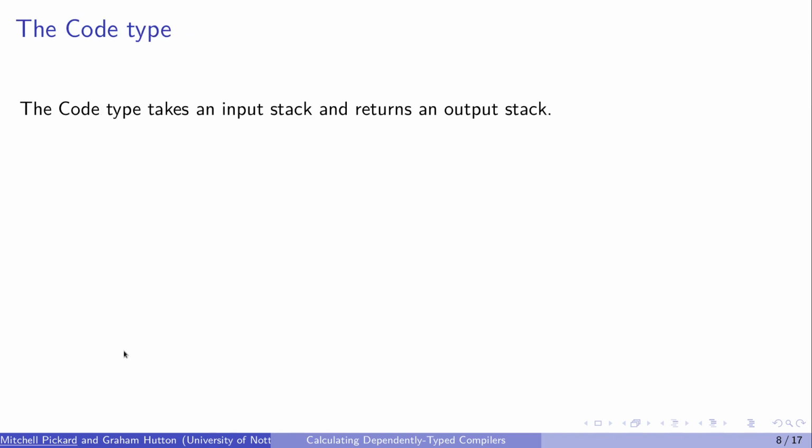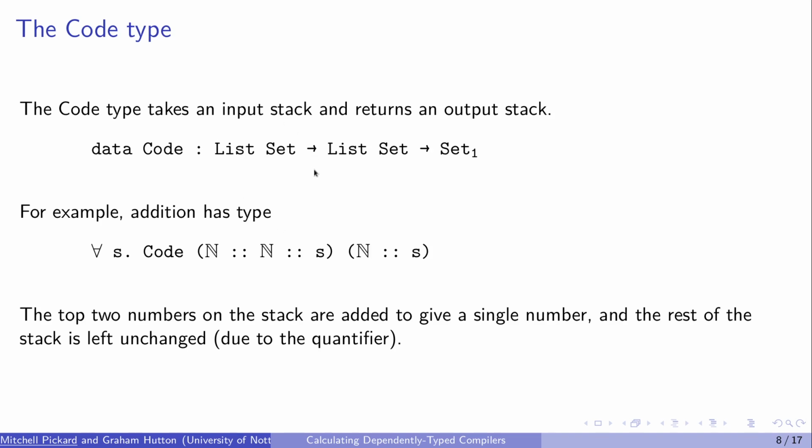The code type is similar. It is indexed, but this time it's indexed over 2 lists of types. The first list is going to be the type of the input stack. The second list is going to be the type of the output stack, because code will take an input stack, operate on the stack, and then return a new stack. So for example, some code to represent addition would have a type something like this. The first stack would have 2 natural numbers on the top, and the return stack would have 1 natural number, the 2 numbers added together. And then, because of this quantifier, we know that the rest of the stack is left unchanged. It can't change the rest of the stack.